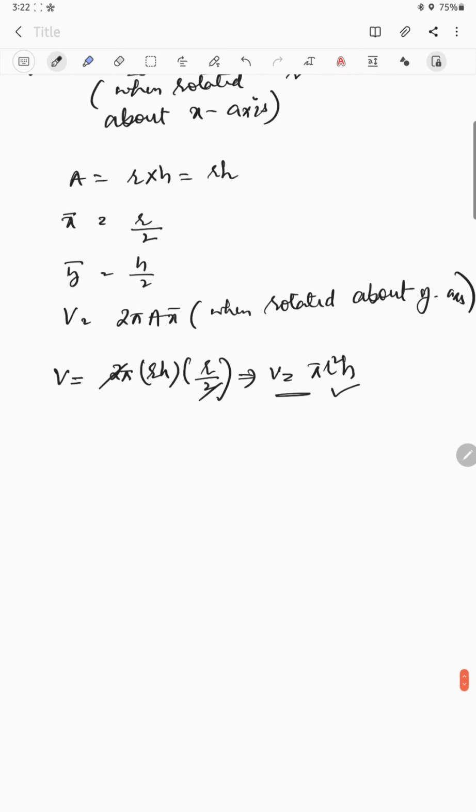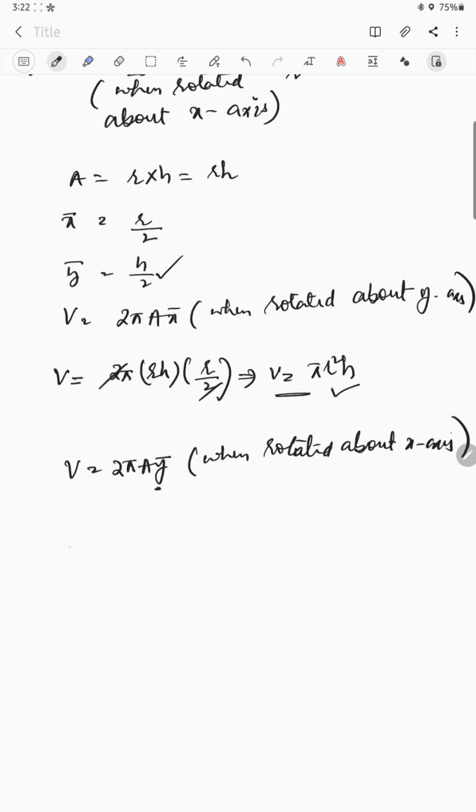Similarly, we have V is equal to 2 pi A y bar when rotated about the x axis. To know that, first we have to calculate y bar. So what is the value of y bar? So V is equal to 2 pi, area is r into h, y bar is h by 2. So this 2 and this 2 will get cancelled.